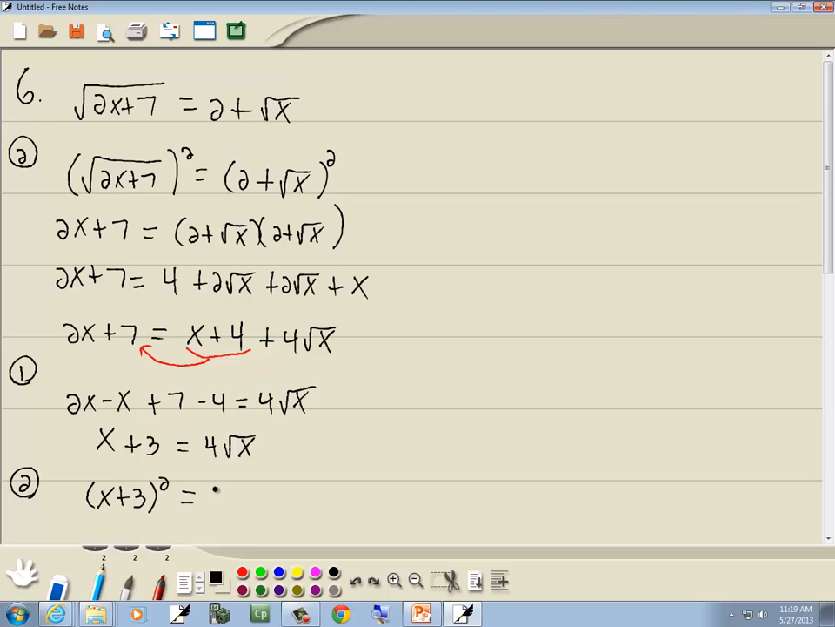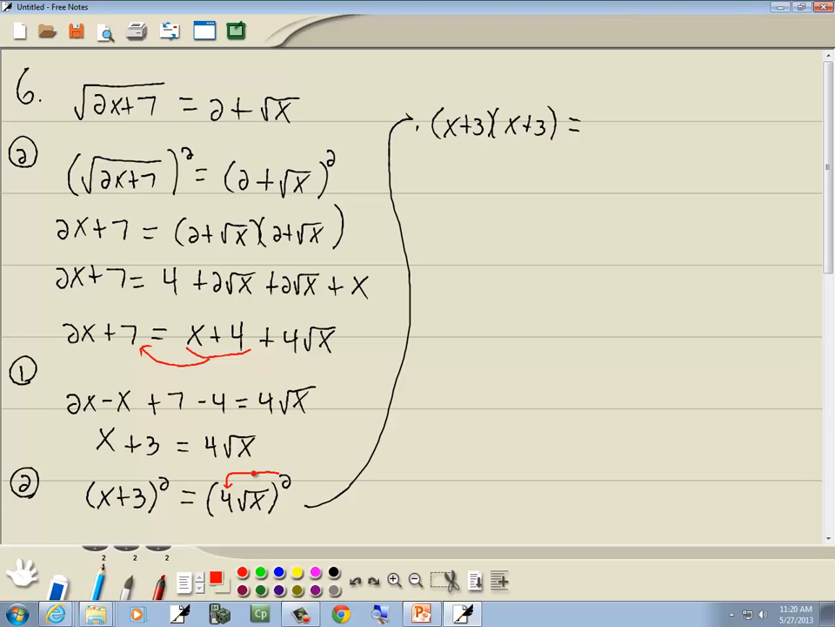So I got x plus 3 squared, and I got 4 square root of x squared. Now x plus 3 squared means x plus 3 times x plus 3. And over on the right side, remember, if everything inside your parentheses is multiplication and division, and you're raising it to a power, you're going to raise everything to a power. So I'll take the 4 to the second power and the square root of x to the second power. So I'm going to have 4 squared and square root of x squared. I couldn't do that on the left side because of that plus. Everything has to be multiplication or division.